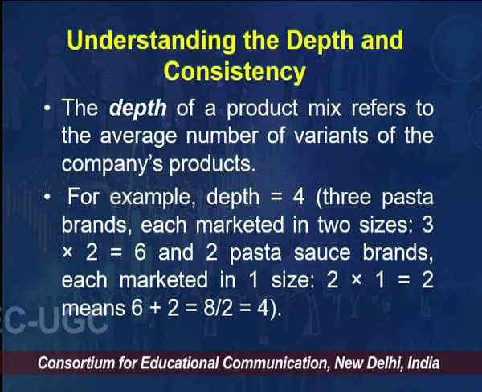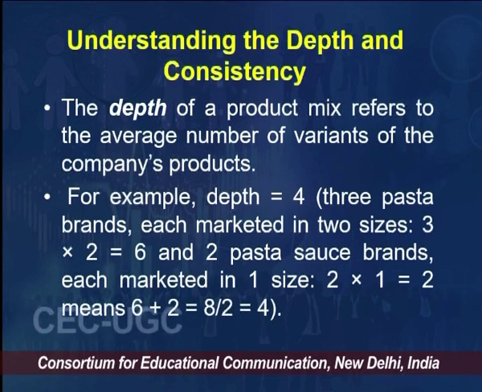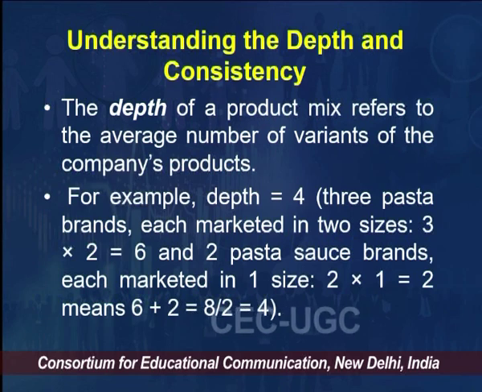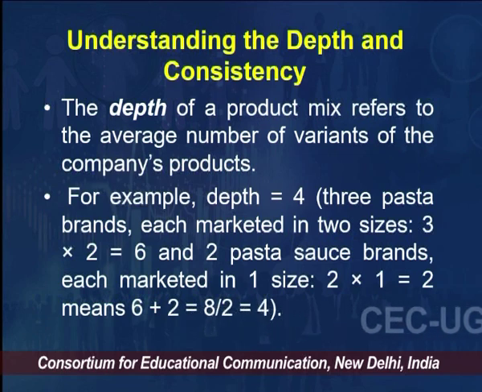If I take the second product, pasta sauces, and 2 pasta sauce brands are each marketed in 1 size, then 2 into 1 is equal to 2. If I club them together, the pasta comes to 6 and the pasta sauce comes to 2, so together it becomes 8. But since I am defining the depth, I have to take the average, and since we are combining 2 items, the average is arrived at by dividing by 2. So 8 by 2 becomes 4. So the depth of these 2 products becomes 4 here.